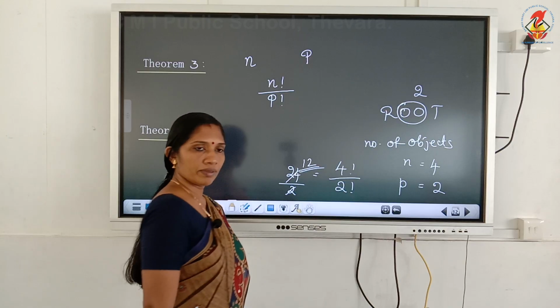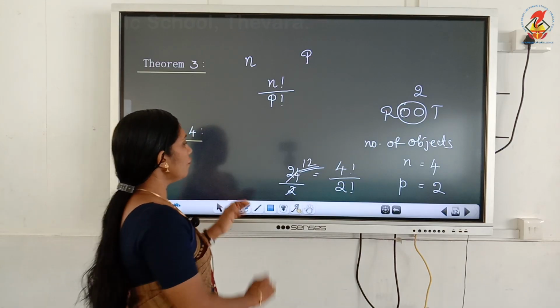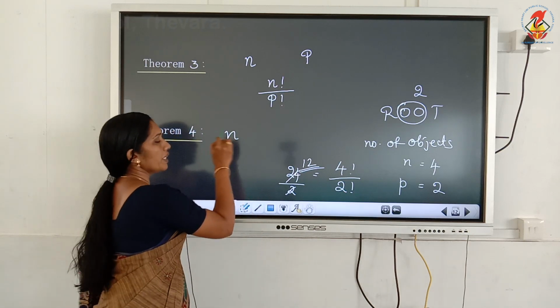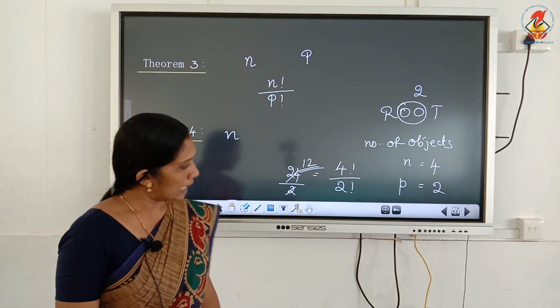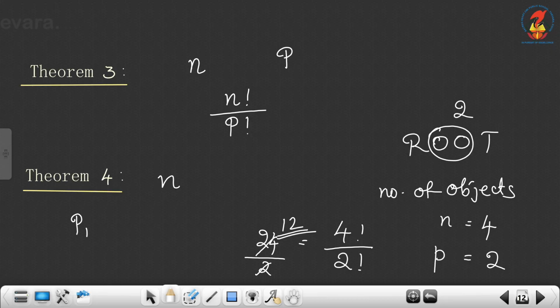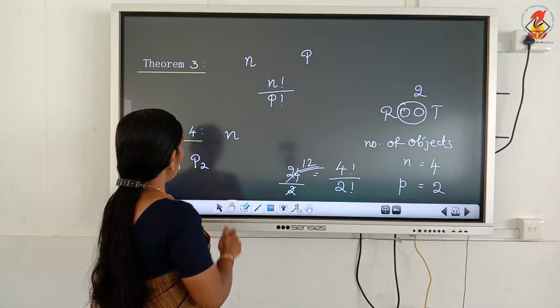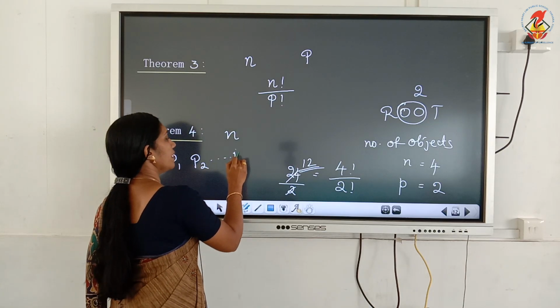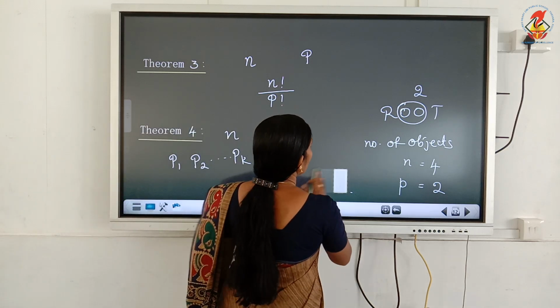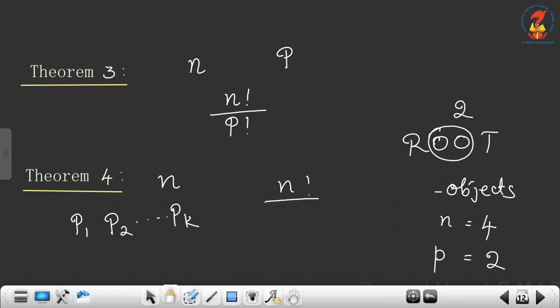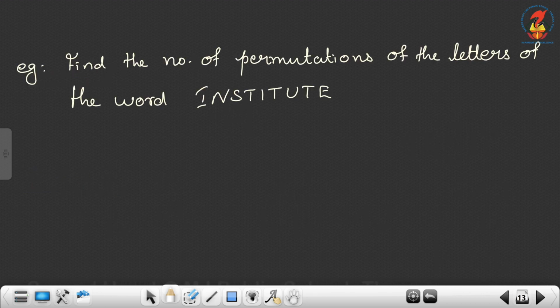It is 12. Then the next theorem: the number of permutations of n objects where p1 are of the same kind, and p2 are of the same kind, and so on, then pk are of the same kind, then the number of permutations is factorial n by p1 factorial into p2 factorial, and so on, up to pk factorial.